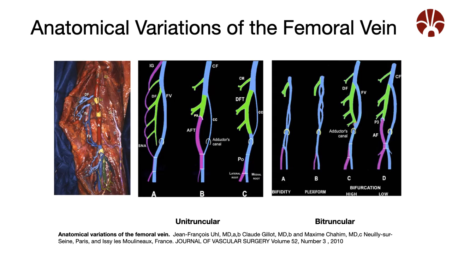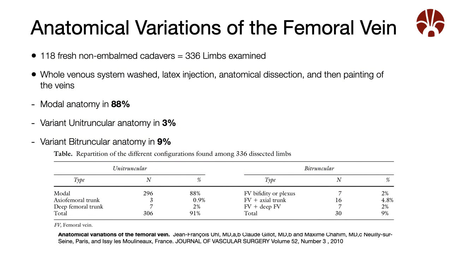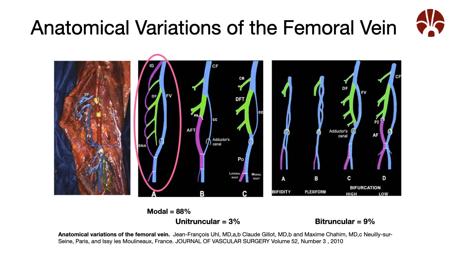I went to the literature and found this paper by a French group of anatomists who had investigated variants of the femoral vein. They described the standard modal anatomy as we're taught in medical school. But what they did was took 118 cadavers with 336 limbs, washed out the whole venous system, injected it with latex, and then performed anatomical dissections and painting of the veins. They determined modal anatomy in 88% and variants of the anatomy in 12% of cases. They found unitruncular anatomies to be less common than bitruncular.